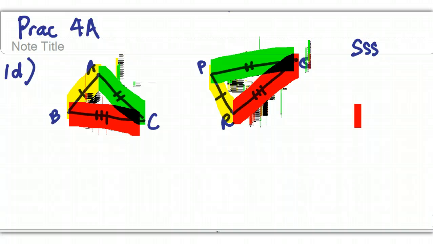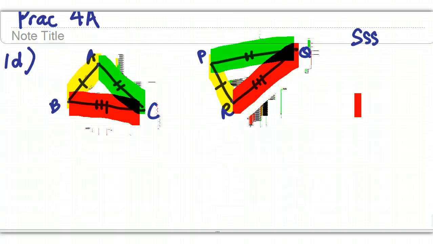Recall just now, how did we show the working? We have to show the three sides are equal. So maybe let's start off with the side AB. Now, how do we know what AB corresponds to? I know it's this yellow line here, but is it PR or RP?